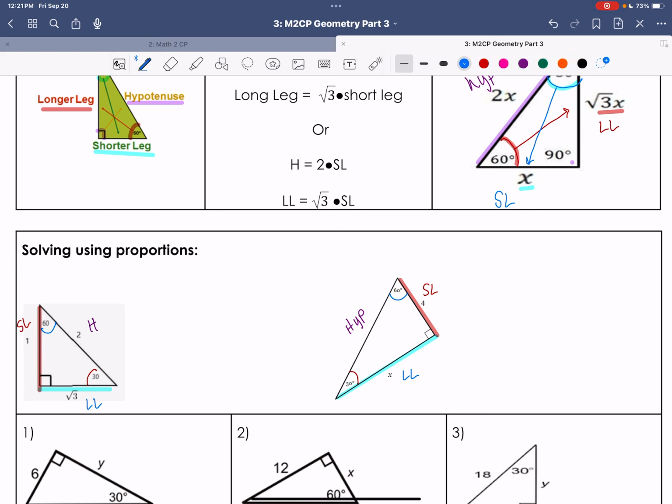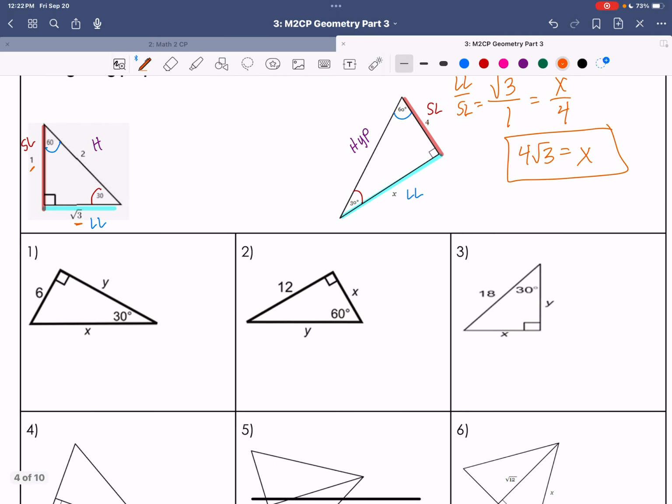So let's set those up. It is going to be √3 over 1 equals x over 4. So again, √3 over 1, so they did triangle to triangle. So long leg over short leg is how they set it up, and that's what they did here. Then cross multiply, and you're going to get 4√3 equals x. And you can't simplify anymore, that's it. So that's one way, solve using proportions.